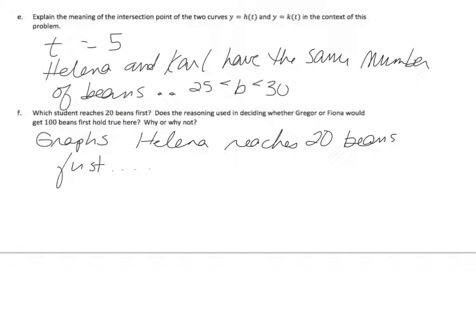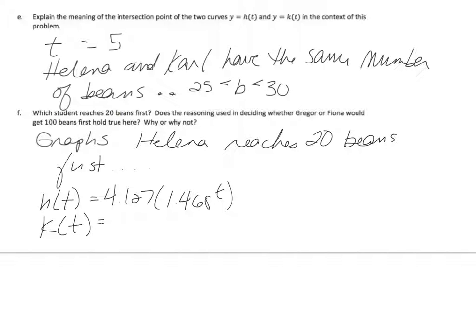But the weird thing is the function that models Helena, I have to go back and look at the actual function: 4.127 times 1.468 to the t. And Carl was 0.897 times 1.992 to the t. We said earlier with Gregor and Fiona that the bigger base will grow faster.